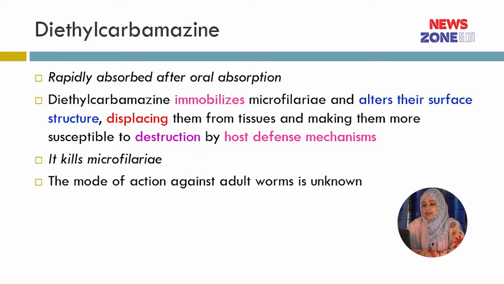Diethylcarbamazine is the drug of choice for Wuchereria bancrofti or filariasis. It is rapidly absorbed after oral administration, and diethylcarbamazine immobilizes the microfilariae, alters their surface area and displaces them from the tissue, making them more susceptible to destruction by host defense mechanisms. It kills the microfilariae. The mode of action against the adult worm is unknown.